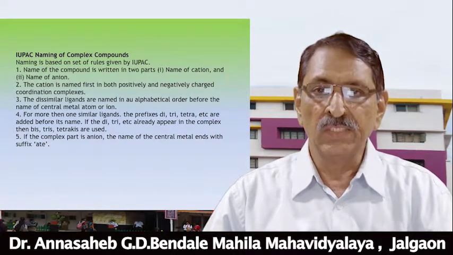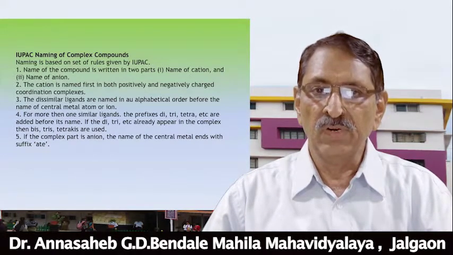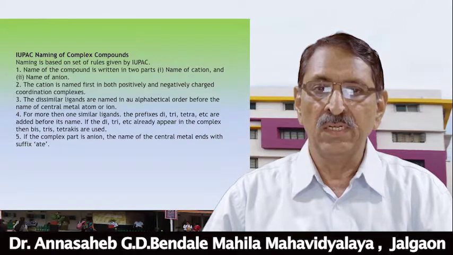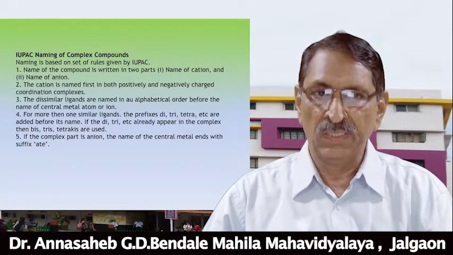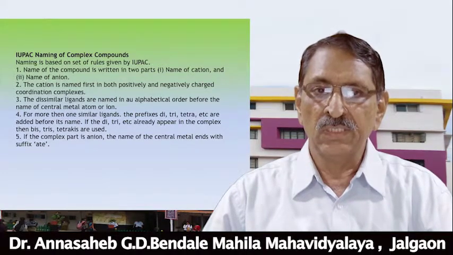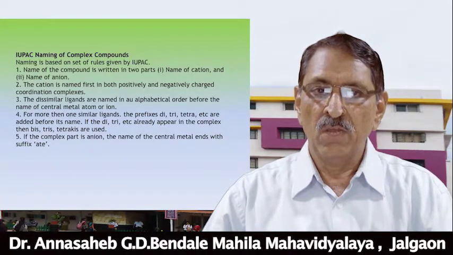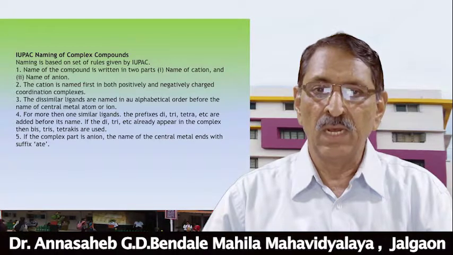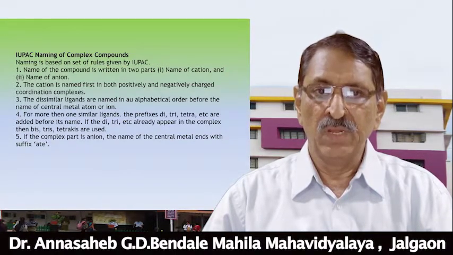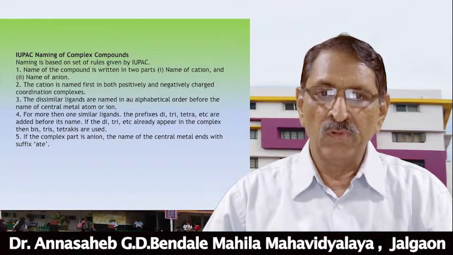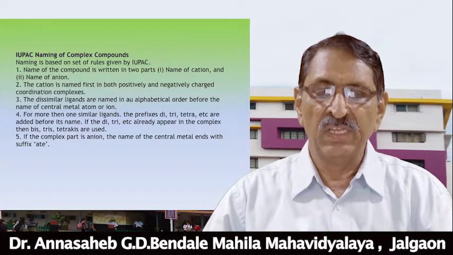That is, the cation should be named first and then the anion. Now, the second rule is that the cation is named first in both positively as well as negatively charged coordination complexes. Now, the third rule is that dissimilar ligands are named in alphabetical order before the name of the central metal atom or ion. Now, the fourth rule is that for more than one similar ligand, the prefixes di, tri, tetra, etc. are added before its name.